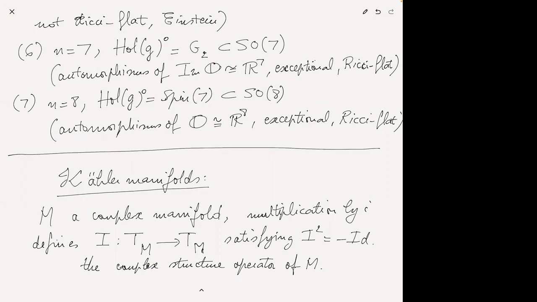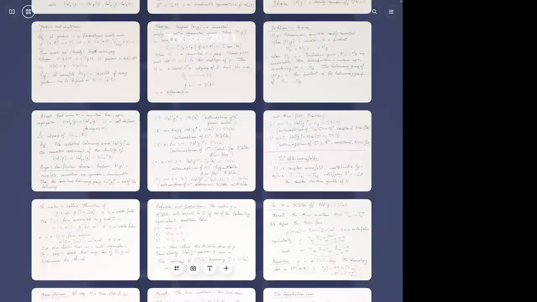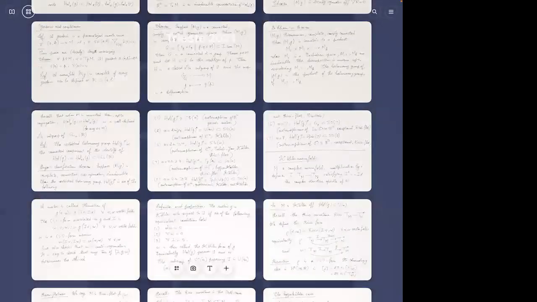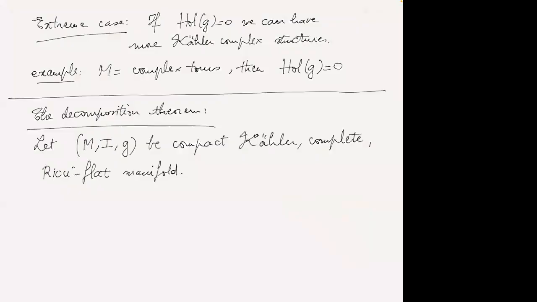So then you see that the only possible cases are that the holonomy is SU(m), it could be Sp(r), but of course it could also just be 0, right? I mean, if it's 0, it will satisfy what we want. So here's what the decomposition theorem tells you. It tells you basically what you would suspect from the description of the holonomy groups. If you have a compact Kähler, complete and Ricci flat manifold, then this is what happens to it.